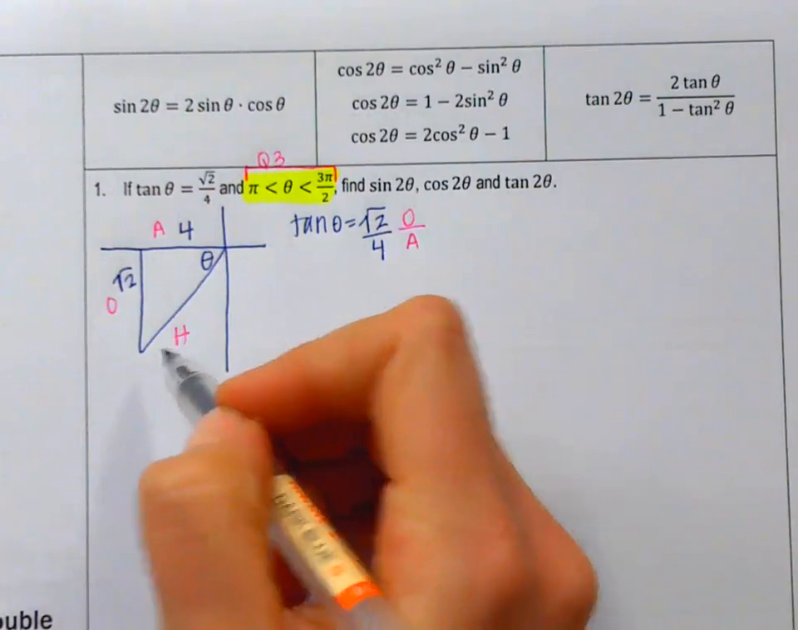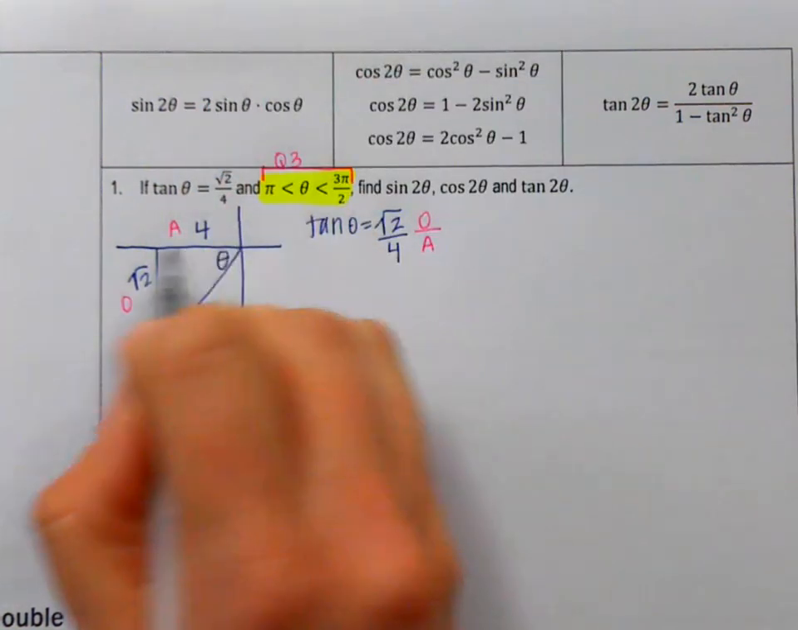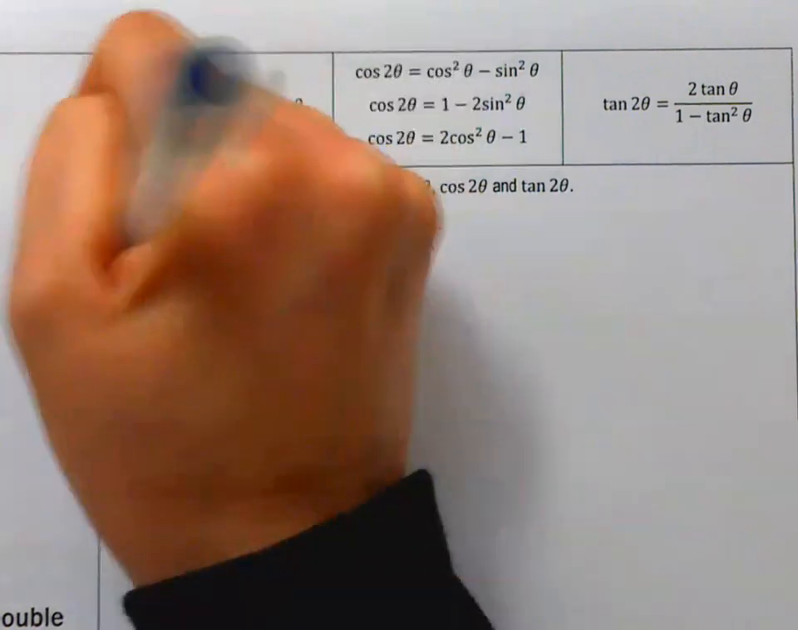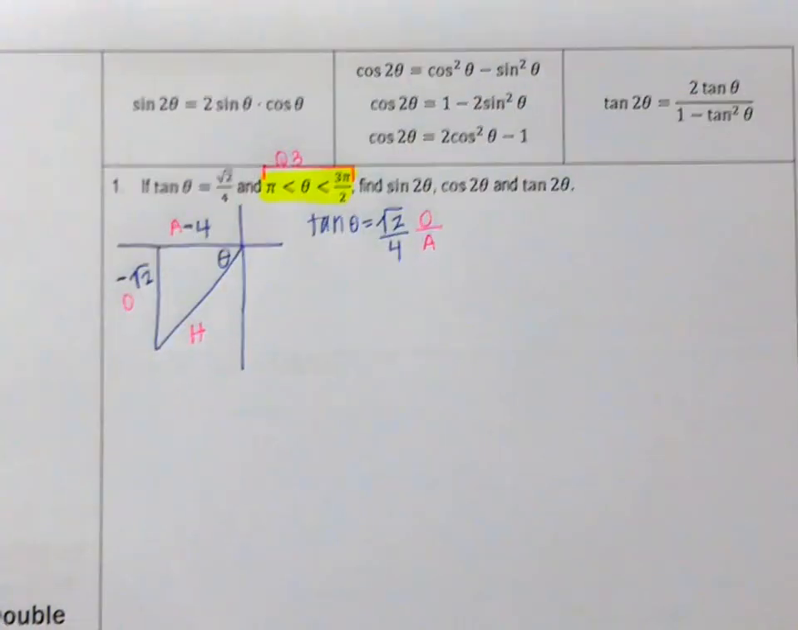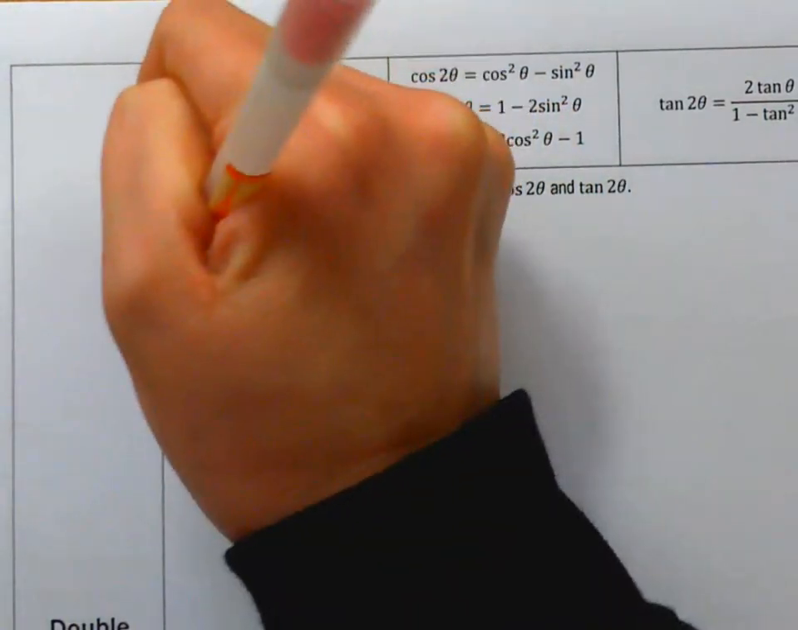Now I need to be careful here because I need to think about my positives and negatives. So we know that in quadrant 3, tangent is positive. The reason tangent is positive there is because it's always going to be a negative value over a negative value. If we think about it, this is a negative 4 because it's in the negative x direction. And this is a negative rad 2 because, again, that's in the negative y direction. So I'm just going to make a quick note of that.